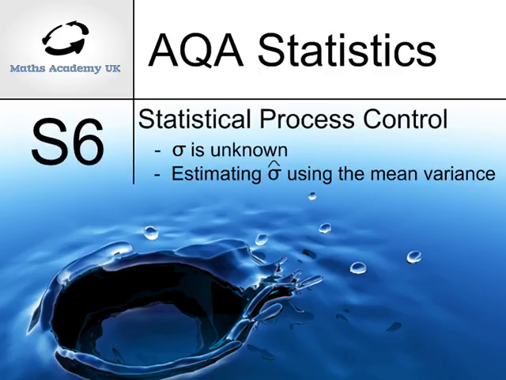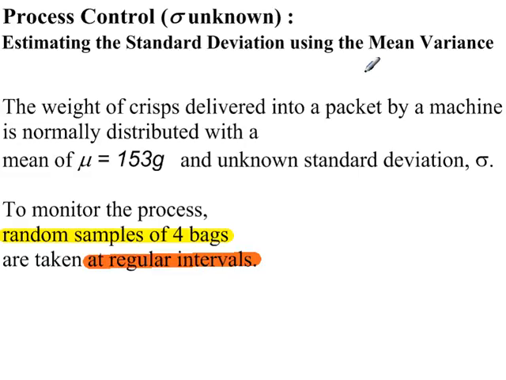Statistical process control, where the population standard deviation is unknown and we estimate it using the mean variance. This is an alternative method to the previous video where we used the mean range. So our context, and we're going to use the mean variance to estimate the population standard deviation because it's unknown.